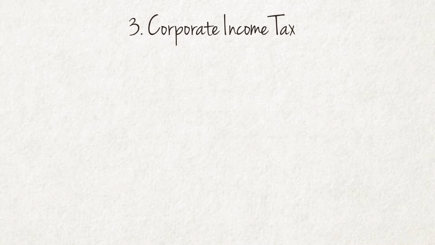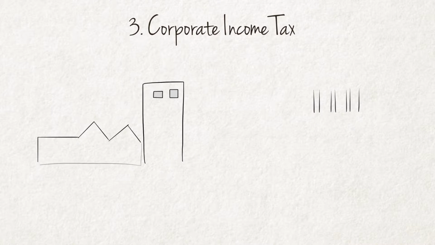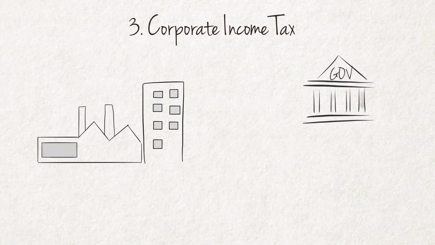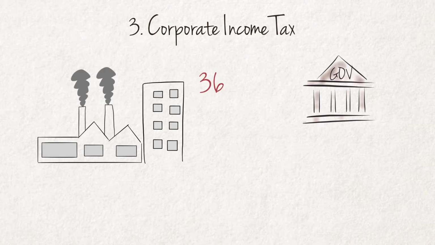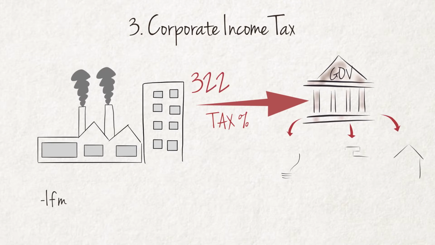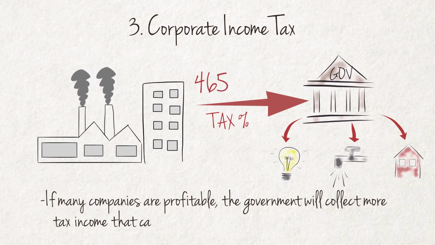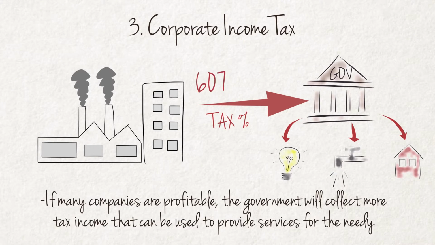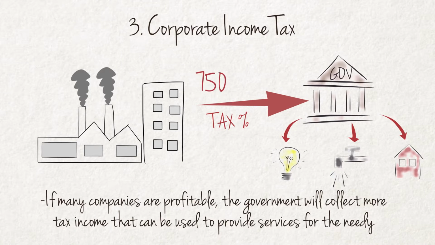Corporate income tax. The third important source of government income is company tax. When companies make profits, these profits are subject to tax. If many companies are profitable, the government will collect more tax income that can be used to provide services for the needy.